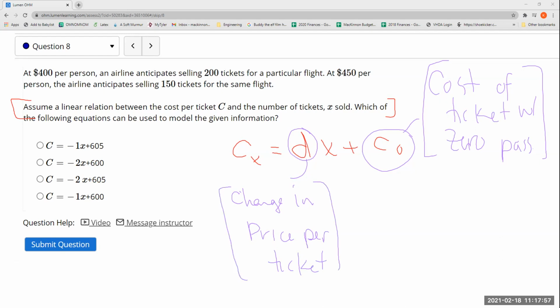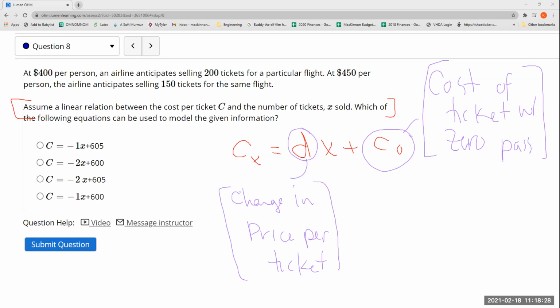Now, just by reading this, looks like we don't have anything given to us. And that's about true. We don't know anything about the change in the price per ticket. We also don't know what the cost of the ticket would be if no one had bought it. So we can't really build this formula. Now, if you want, you can view this as 2 coordinate pairs, and we're going to need to find our D value from this.